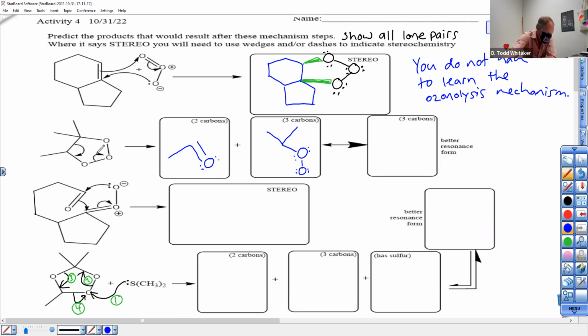Is it clear that this arrow is becoming a lone pair on the bottom oxygen? Right there. Is that clear? So it gets a 3rd lone pair. And what kind of formal charge does that oxygen have? Negative. That's an oxide. What about the carbon?